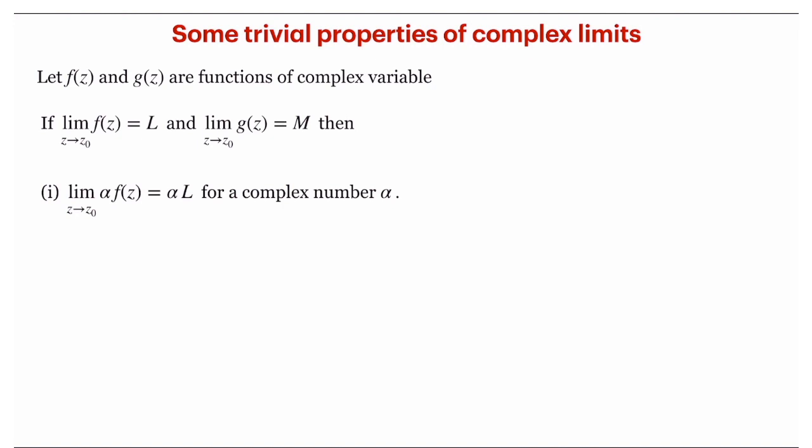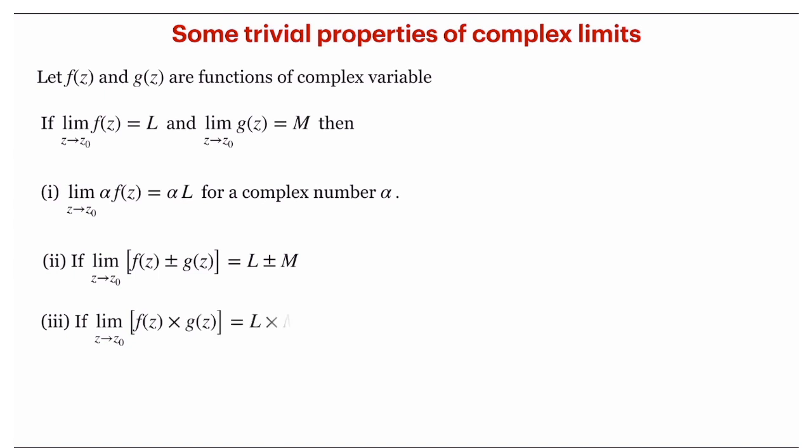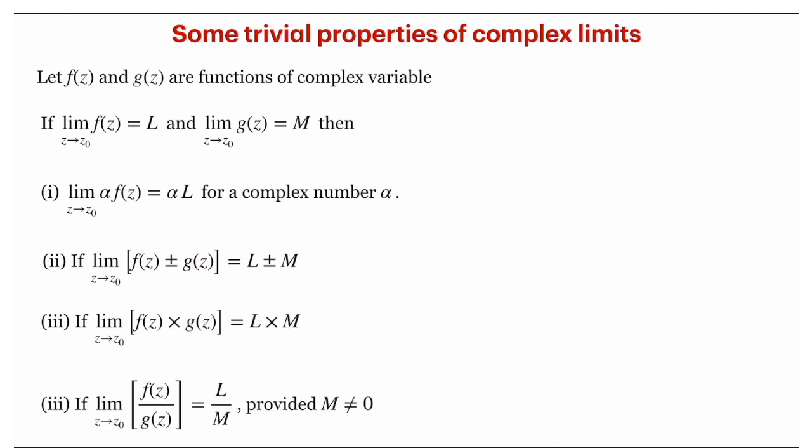Limit z going to z naught, alpha into f of z will have a limit of alpha into L, unless alpha is 0. If we have a limit z going to z naught, f of z plus or minus g of z, then it would be L plus or minus m. Same way we can multiply two functions whose limit going to z naught would be the multiplication of the two limits.